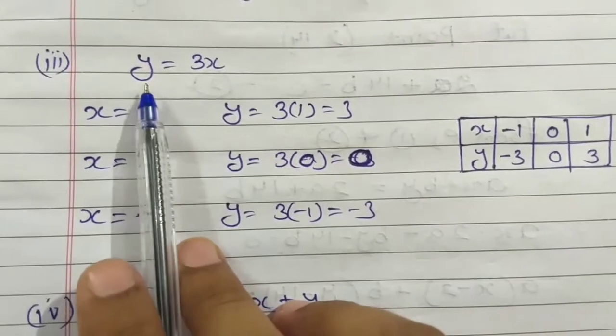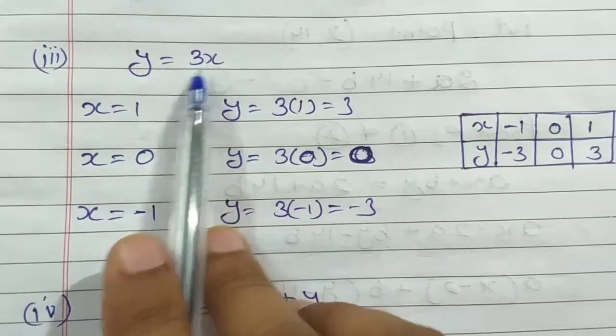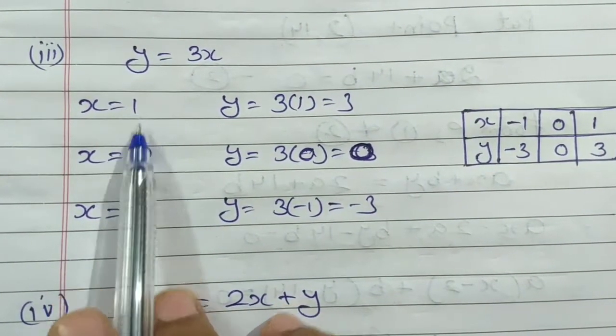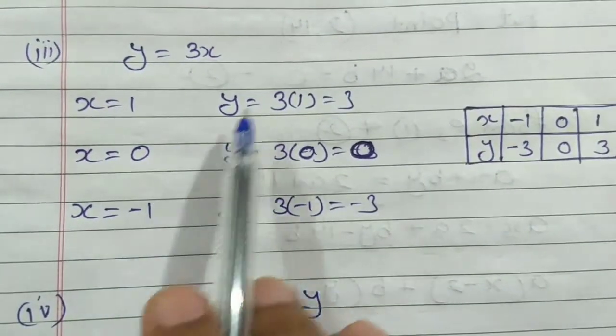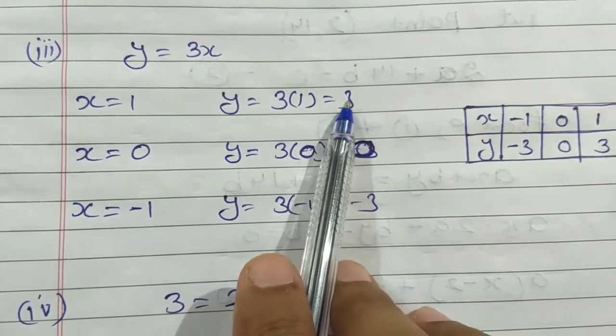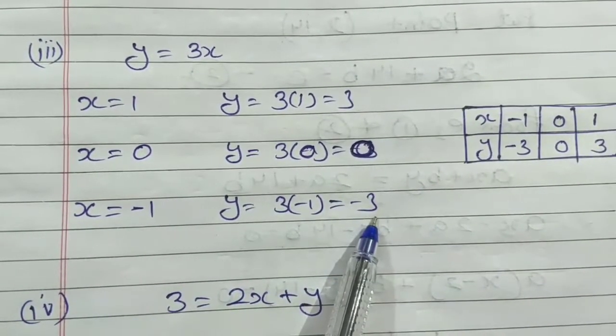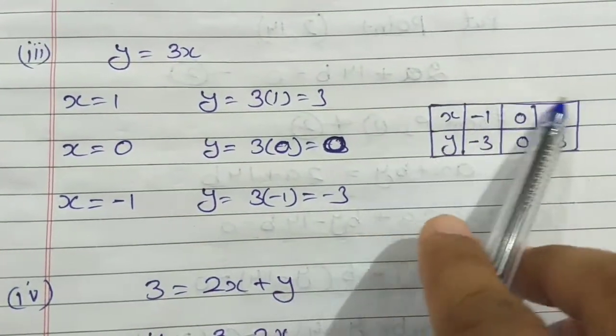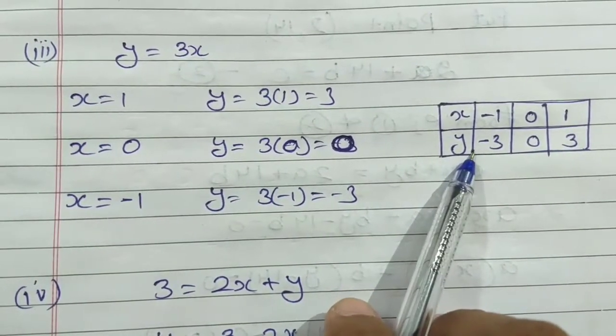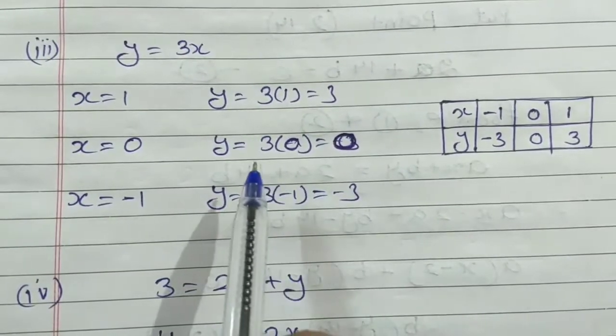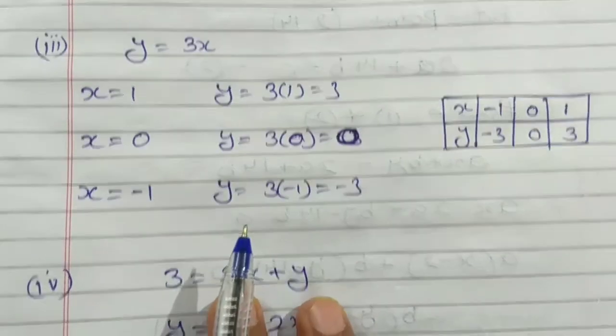Similarly, we have the equation y is equal to 3x. Put x equal to 1, 0, minus 1, then we get values 3, 0 or minus 3, and this is our table. I will show you the graph of 3 and 4 together.